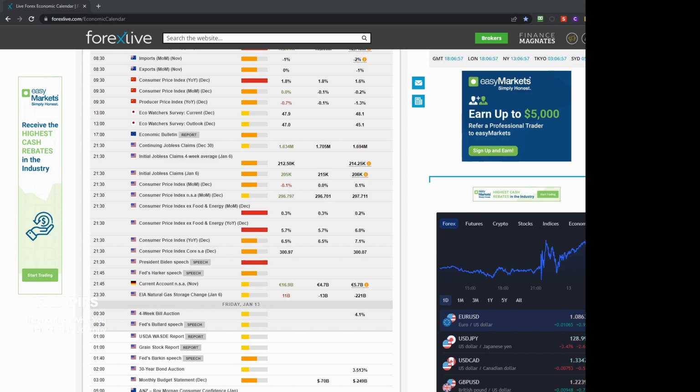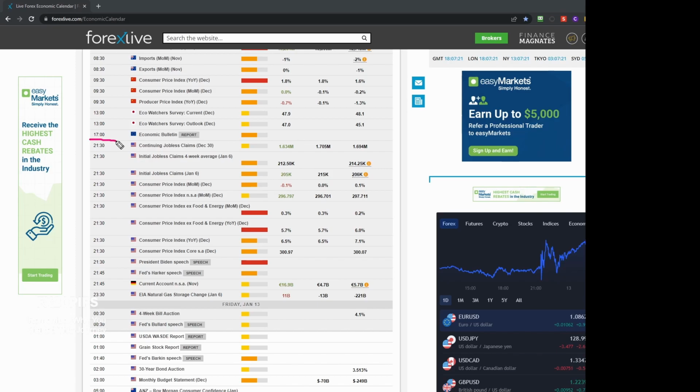I started this with the calendar chart of the news results for the US CPI. Basically, I'm just going to give you some context before we go on to the chart.